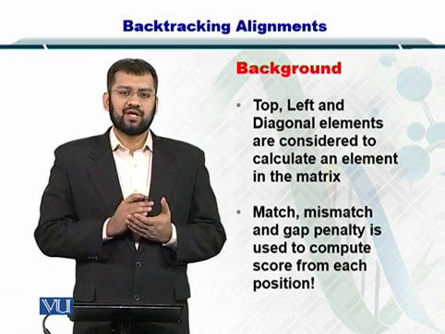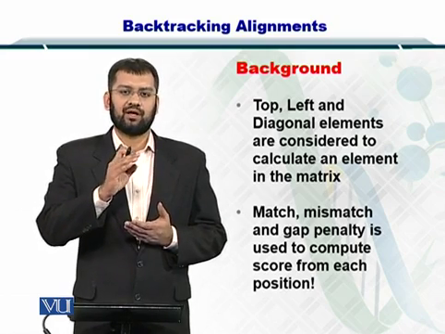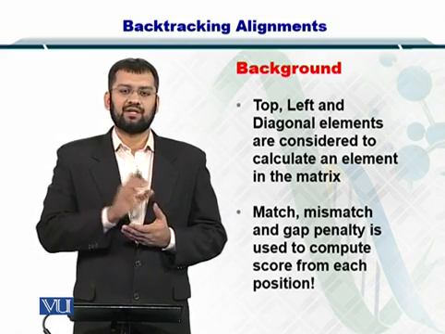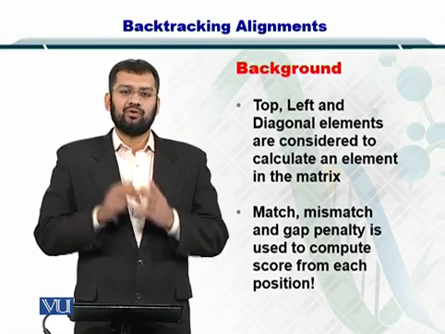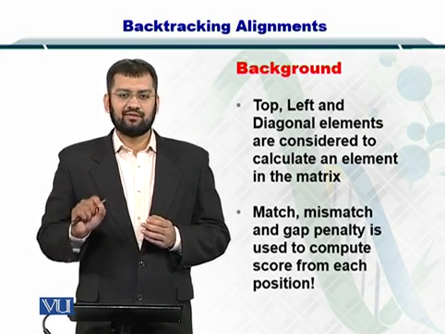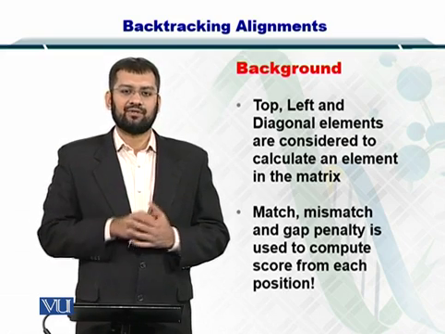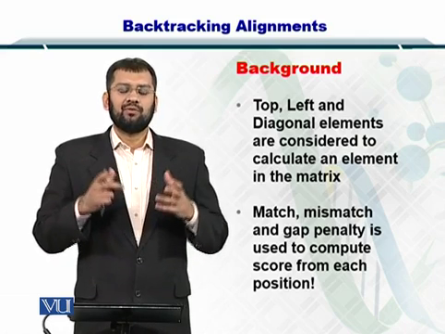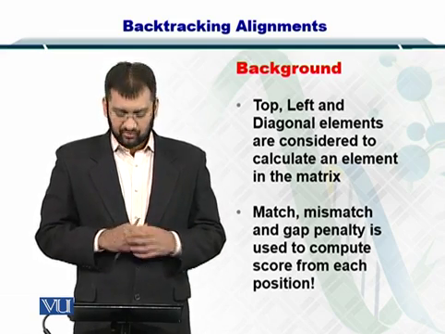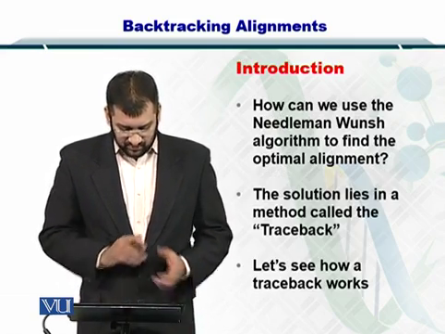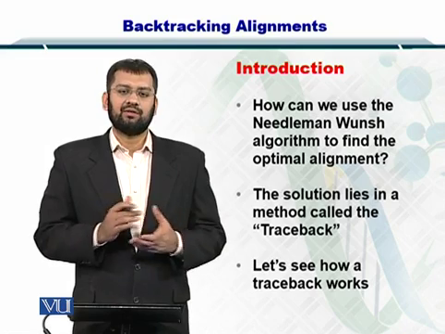In the Needleman-Wunsch algorithm, you use the top, the diagonal, and the left element to compute the current element, and in this way you computed each and every element in the matrix until you reach the bottom right. Now, using the bottom right element, that is the last element computed in the matrix, you can trace back to the top left. In this way, you can find the optimal alignment. But the question is, how do we trace back? So let's see how the Needleman-Wunsch algorithm can help us find the optimal alignment by the traceback strategy.